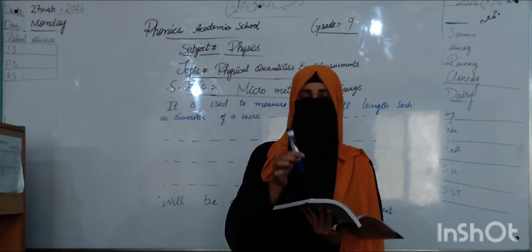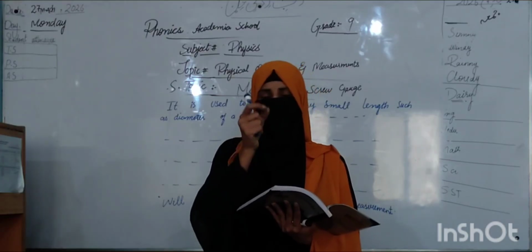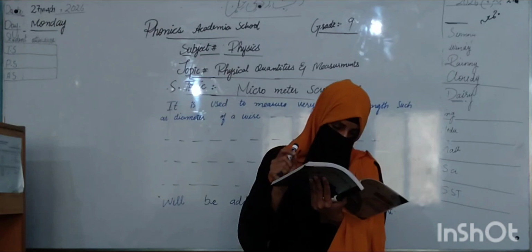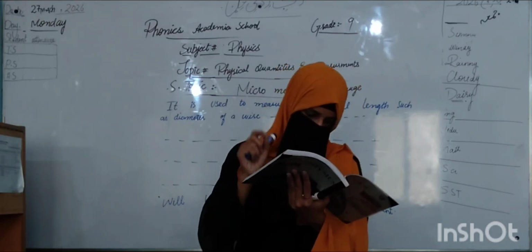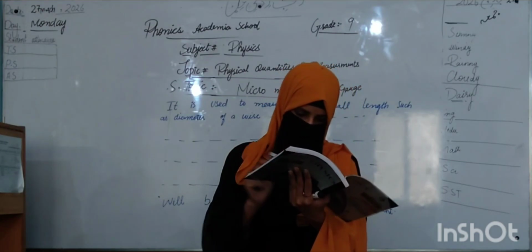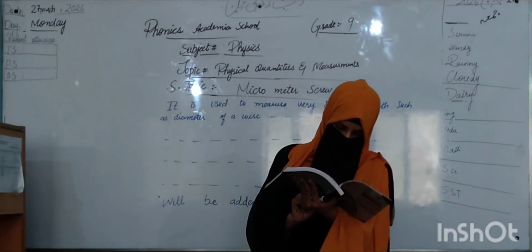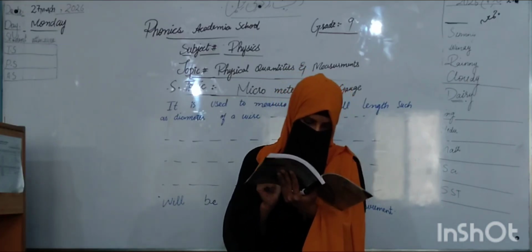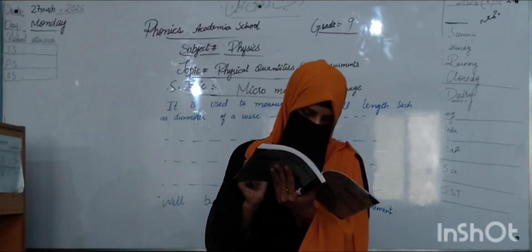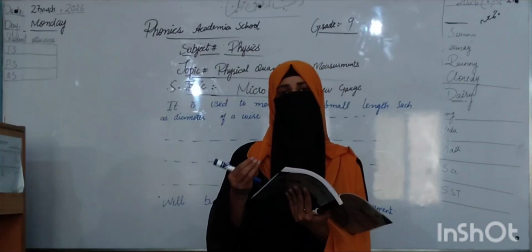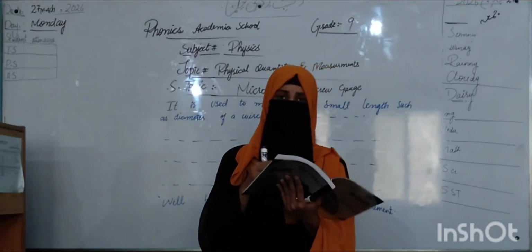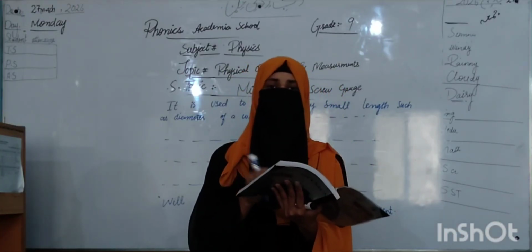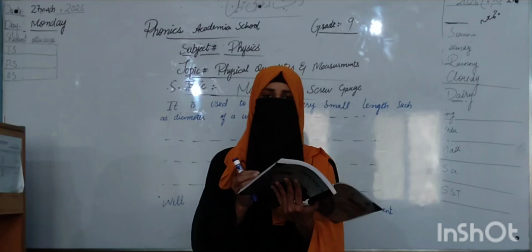Like when you measure a wire, you tighten it to measure its diameter. The distance the spindle moves on the main scale when the thimble makes one complete turn is called the pitch of the screw gauge. Thus the least count is equal to the pitch of the screw gauge divided by the number of divisions on the circular scale. Sometimes there are 100 parts, sometimes 50. To find the least count, you take the pitch on the main scale and divide it by the total number of parts.